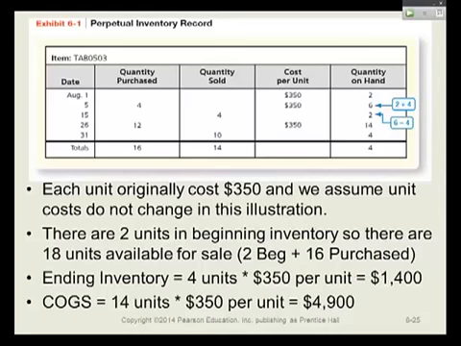So the ending inventory would be 4 units at $3.50 or $1,400, and the cost of goods sold would be 14 units at $3.50 or $4,900.